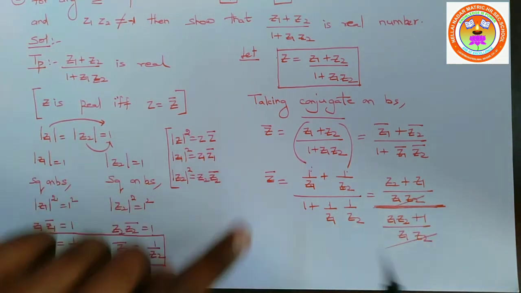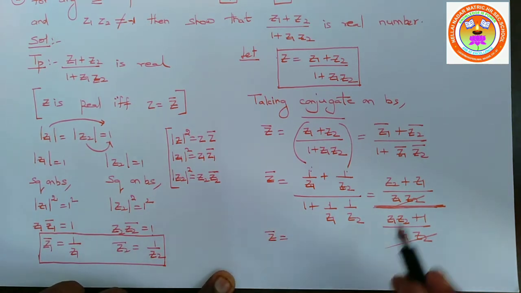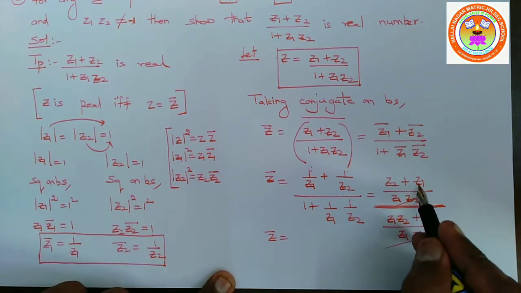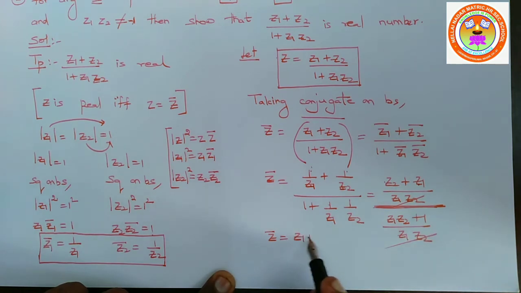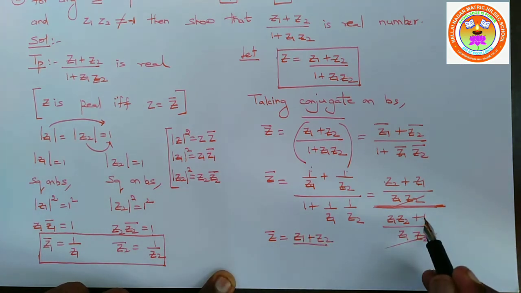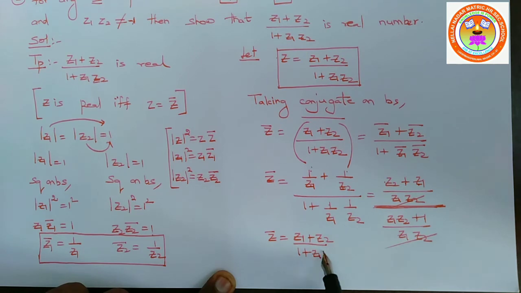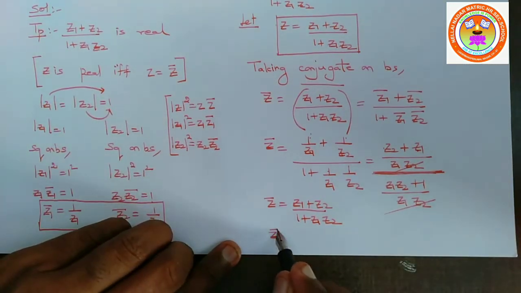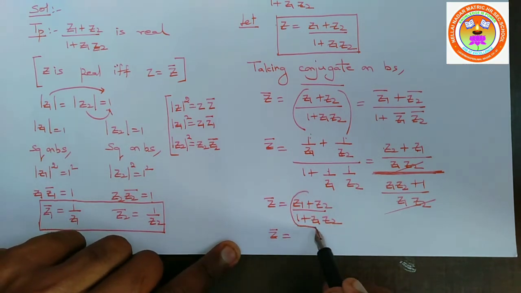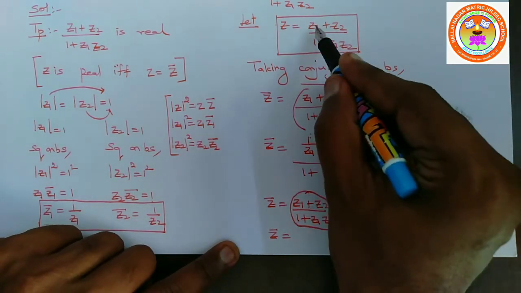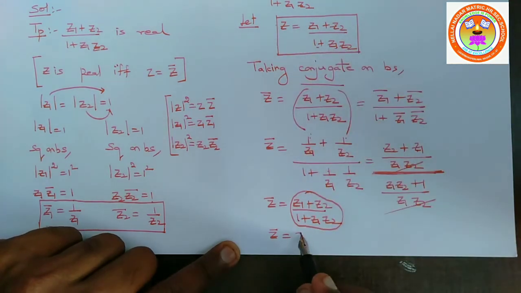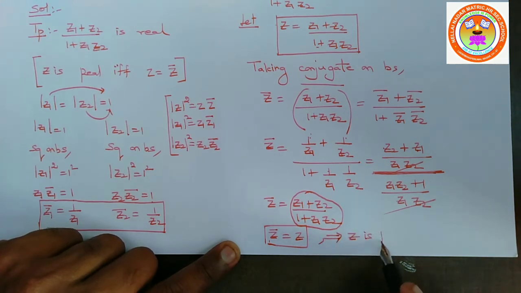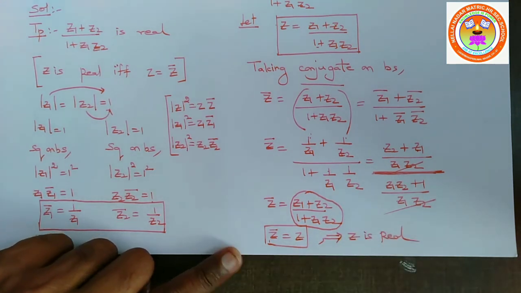So z bar, listen, arrange it properly, is equal to (z1 plus z2) divided by (1 plus z1 z2). Listen carefully. Therefore z bar is equal to (z1 plus z2) divided by (1 plus z1 z2), which is nothing but z. So we have got z is equal to z bar, which implies z is real. That's all. Hence proved.